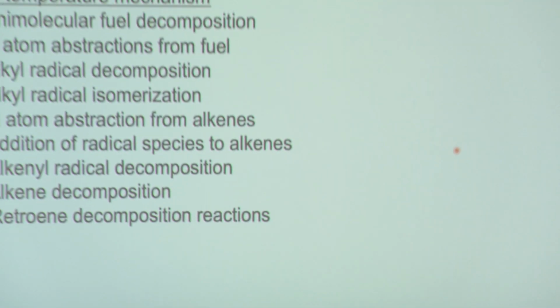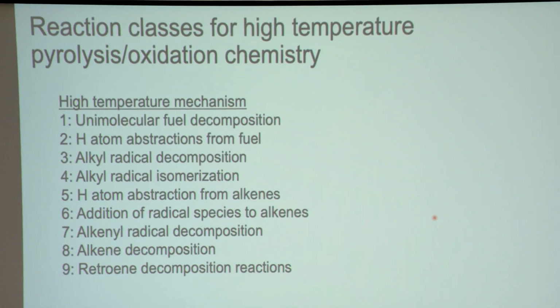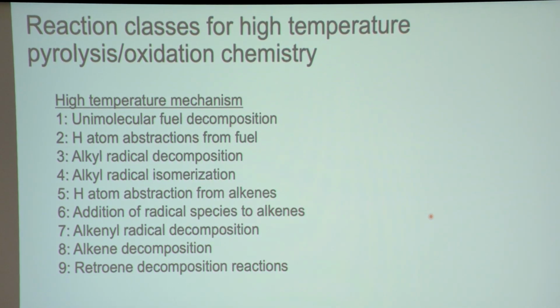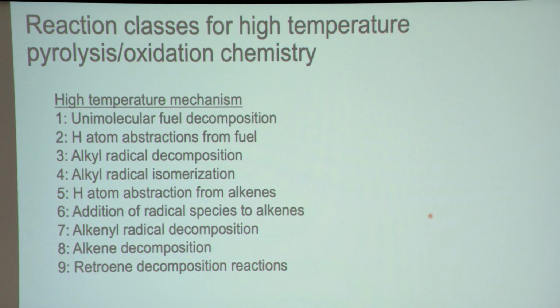the 9 classes. So the first class is unimolecular fuel decomposition. The second class is hydrogen abstraction from the fuel. Third class is the decomposition of the fuel radicals. The isomerization of the fuel radicals is the fourth class. The fifth class is the abstraction from the alkenes, which are the intermediates that are formed. Addition radical reactions for alkenes, alkenyl radical decomposition, alkene decomposition, and retroene. So 9 classes, and I'd say the most important ones are the first 5. The last 4 are actually less important.